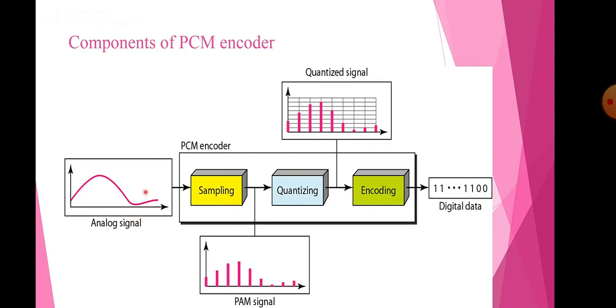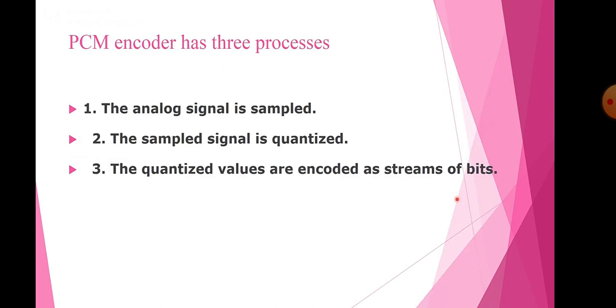Here we can clearly observe that the input given to the PCM encoder block is an analog signal and the output of the PCM encoder block is digital data. That means the analog signal is converted into digital data, which is called analog to digital conversion. The first process is that the analog signal is sampled. After sampling, the sampled signal is quantized. After quantization, the quantized values are encoded as a stream of bits, that means patterns of zeros and ones.